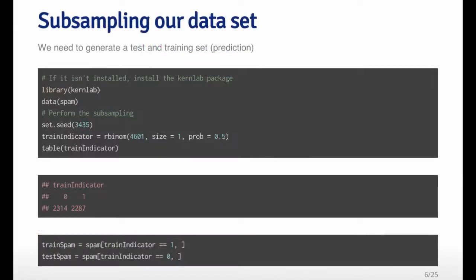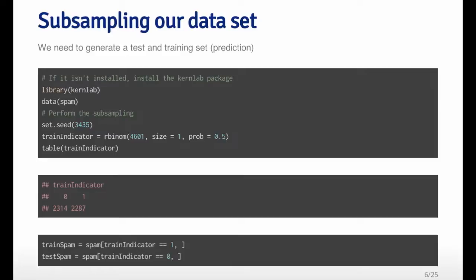The first thing we need to do with this data set, if we want to build a model to classify emails into spam or not, is split the data set into a test set and a training set. The idea is that we're going to use part of the data set to build our model, and then use another part of the data set, which is independent of the first part, to actually determine how good our model is at making the prediction.